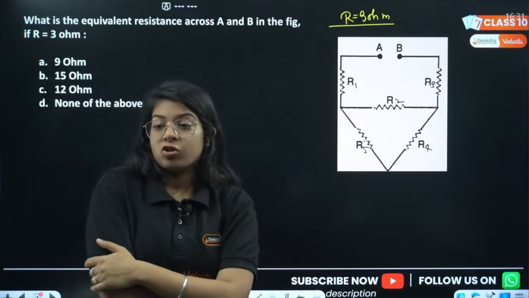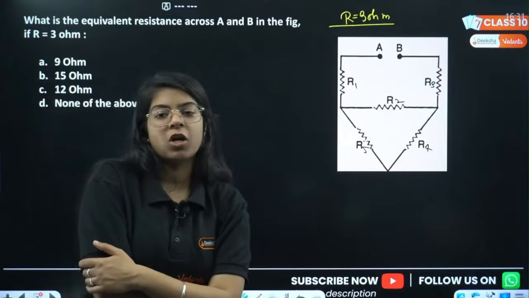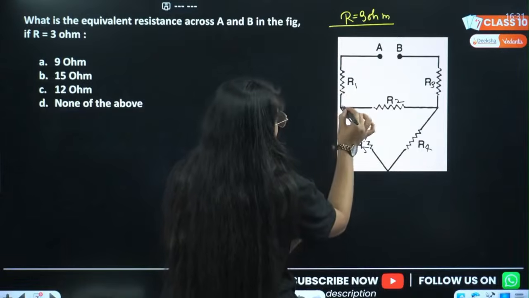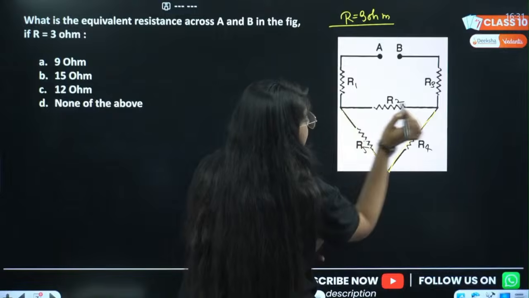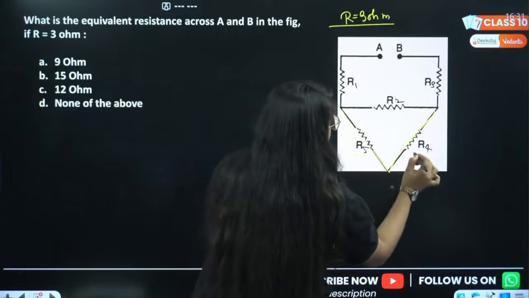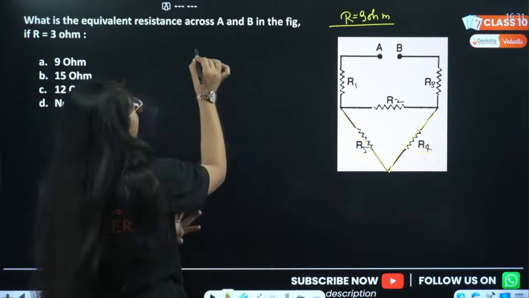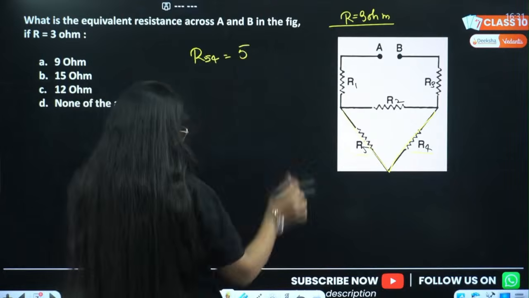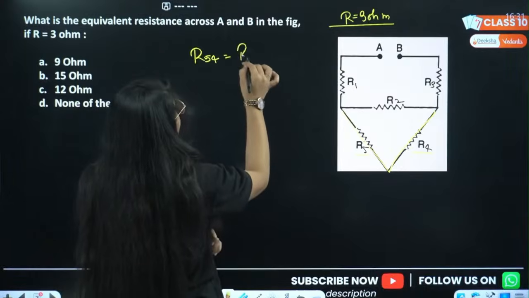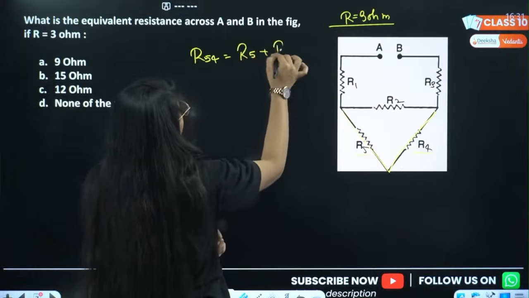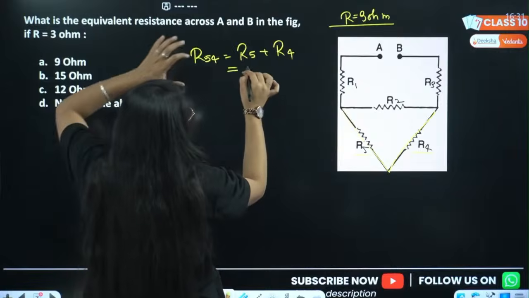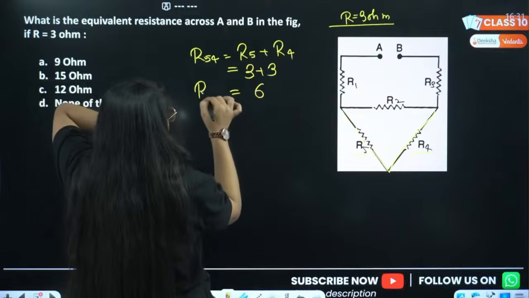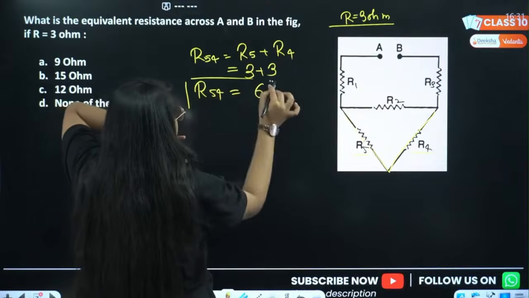So you have to read everything. Okay, let's solve these questions. The first thing you have to see is that these two are in series. So can I add R5 and R4? R5 plus R4 is 3 plus 3, correct? So that is 6 ohm. So R54 is 6 ohm.